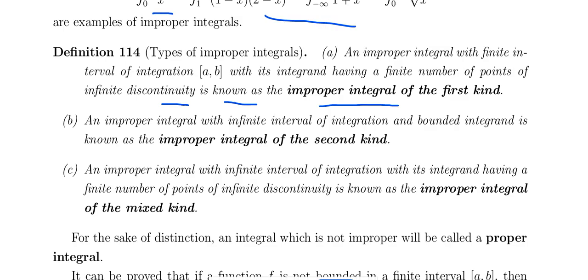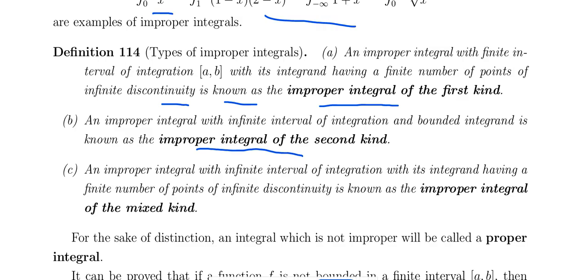இங்கே பார்த்தீங்கன்னா improper integral with infinite interval of the integration, bounded integrand is known as the improper integral of the second kind. மூணாவது இருக்குது improper integral with the infinite interval of the integration with its integrand having the finite number of points of infinite discontinuities is known as the improper integral of the mixed kind.